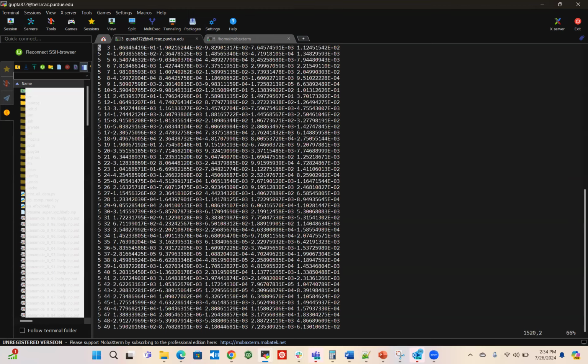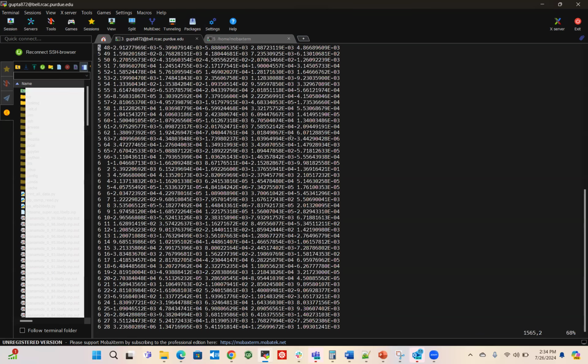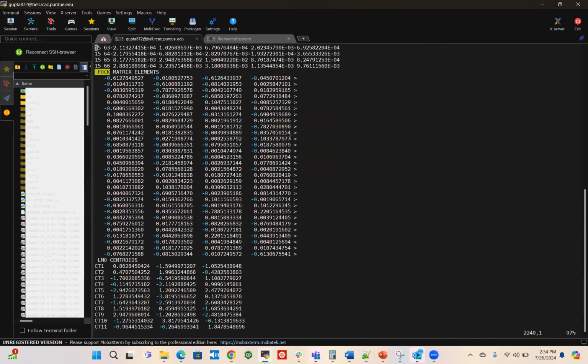So the next section is the Fock matrix elements, which basically contains the Fock matrix elements of the fragment in the localized spaces. This is again used for the exchange repulsion calculation and the overlap-based electrostatic and dispersion energy dampings. And the LMO centroids basically contain the coordinates of the localized molecular orbital centroids.